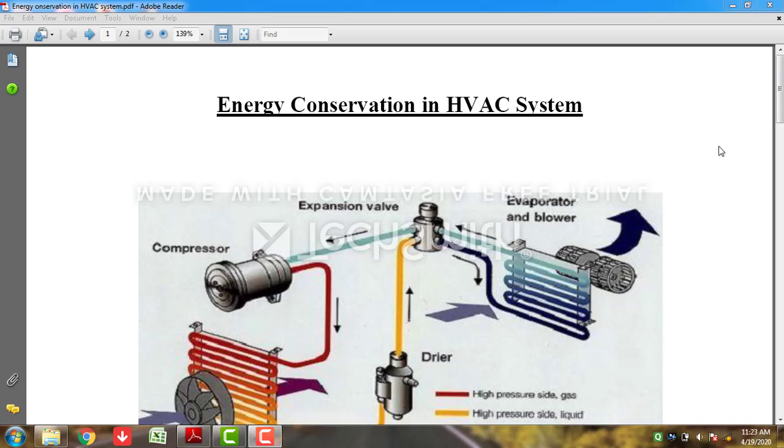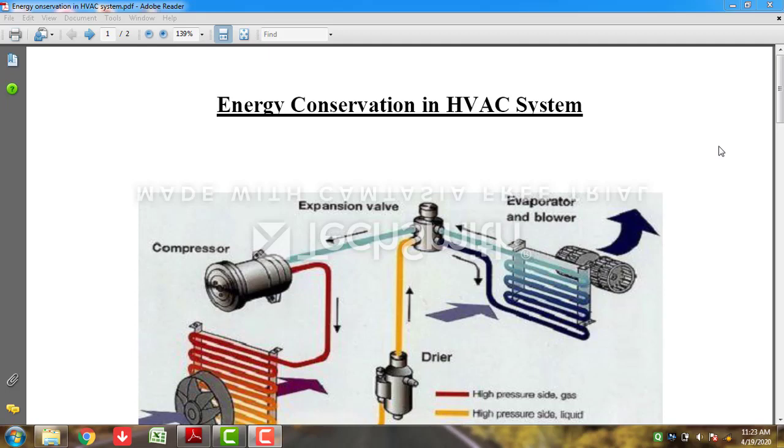So here we start with unit number 3. Unit 1 and 2 we had already covered in the classroom sessions. In unit number 1 and 2 we had discussed the different types of power plants where we can generate electricity. In unit number 1 we covered the conventional power plants, and in unit number 2 we covered the non-conventional power plants.